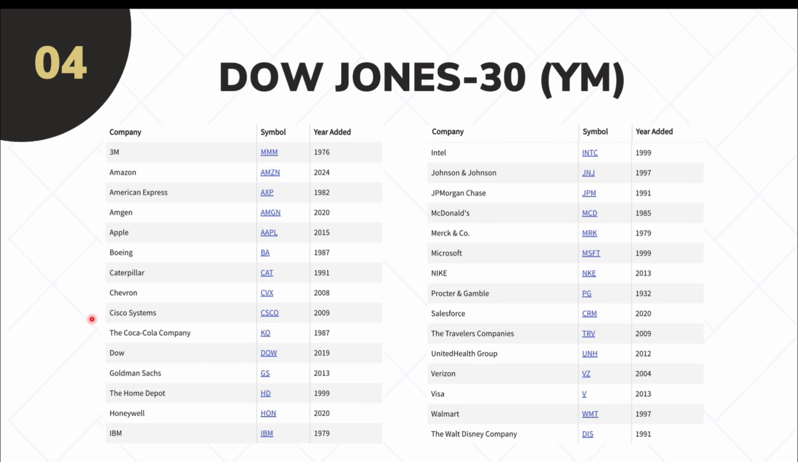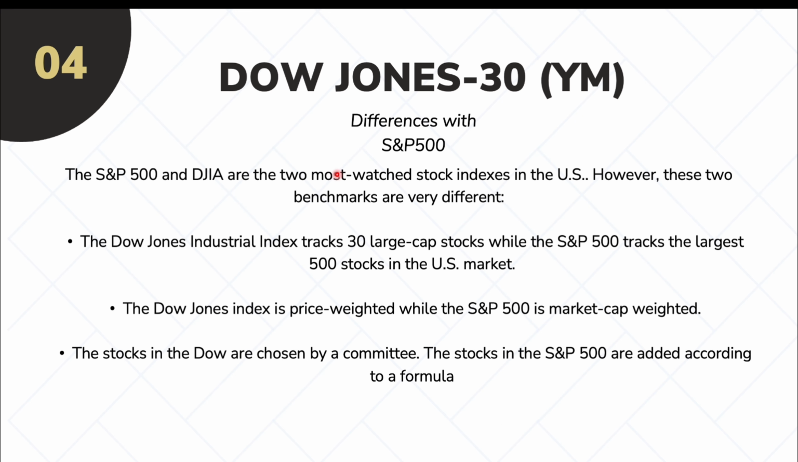For example, Boeing, Chevron, the Dow itself, IBM, McDonald's. The S&P and the Dow Jones are the two most watched stock indexes in the US. However, these two are benchmarked very differently. The Dow Jones tracks the 30 large cap stocks, while the S&P tracks the largest 500 stocks. That is already a difference, 500 against 30. The Dow Jones index is price weighted, while the S&P 500 is market cap weighted.